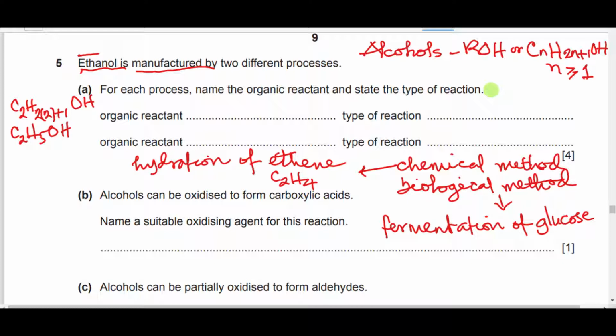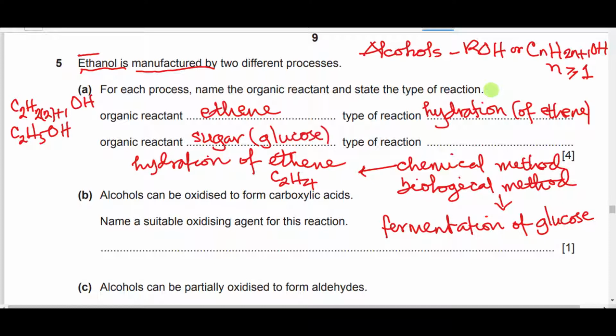Fine. So since we are asked to just write the name of the organic reactant and state the type of reaction, then it means that for each of these, the organic reactant here is ethene, and the type of reaction is hydration, hydration of ethene. The second one is sugar. You can say sugar in bracket, you can say glucose, and it's called fermentation.